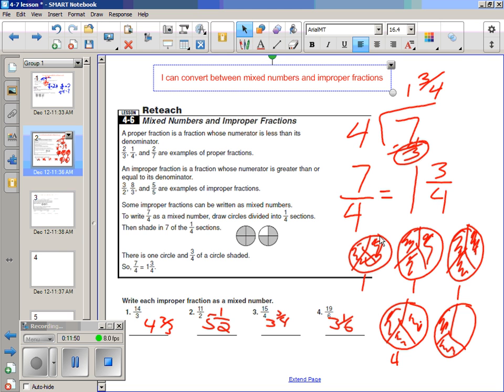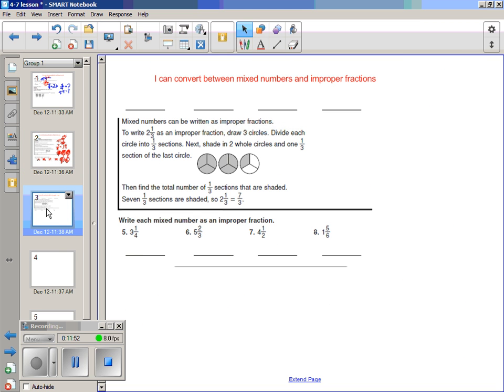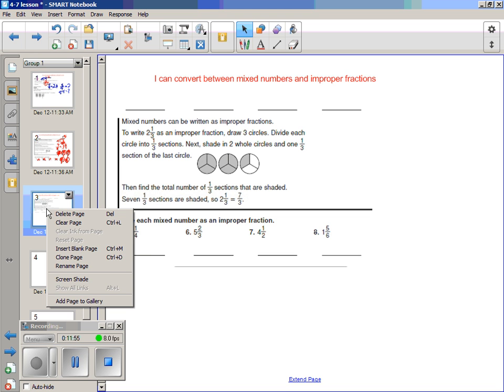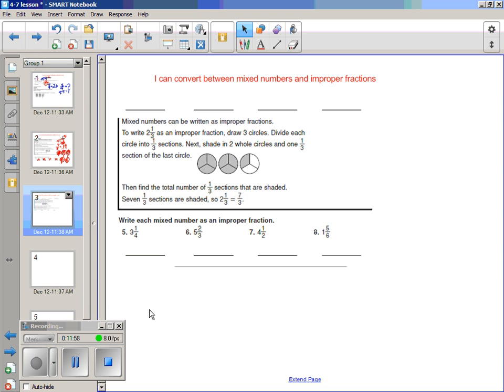Good. All right. Then we just went from improper to mixed. Now let's do the opposite and go from mixed to improper. Kids, you're going to be doing this quite a bit. Eventually, we're going to get into multiplying, dividing, adding and subtracting mixed numbers, and it's way easier to convert to impropers. In fact, you have to for multiplication and division, unless you distribute. And I promise I can show you that too.